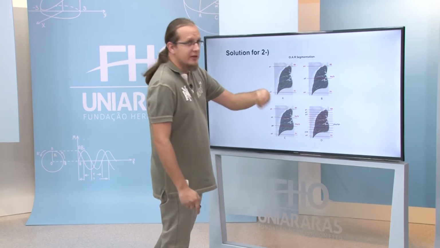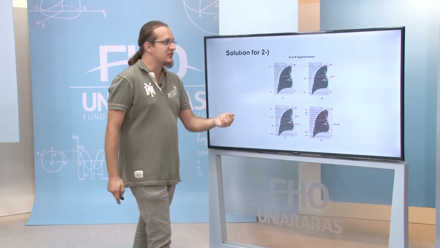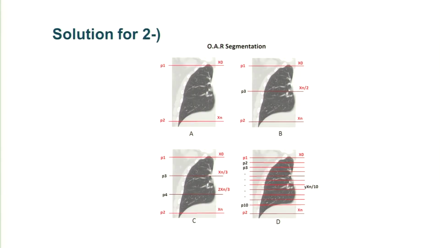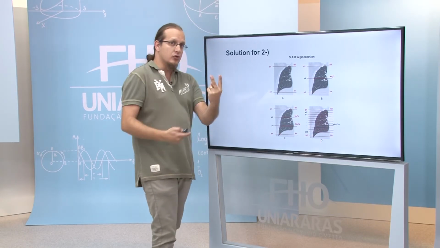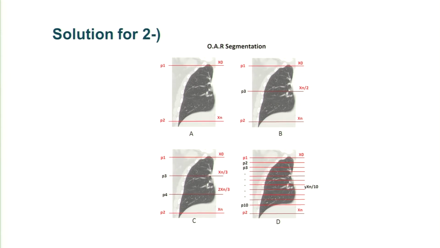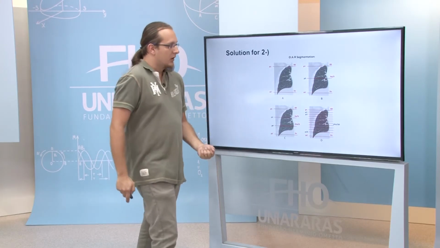P1 and P2 generate P3. P3 is the median point of the two points. It's possible to see this in B. In C, P1 and P2 generate two new points, P3 and P4, by interpolation of the two points. In another case, in D, it's possible to see more points. In this case, 10 points are generated from P1 and P2.